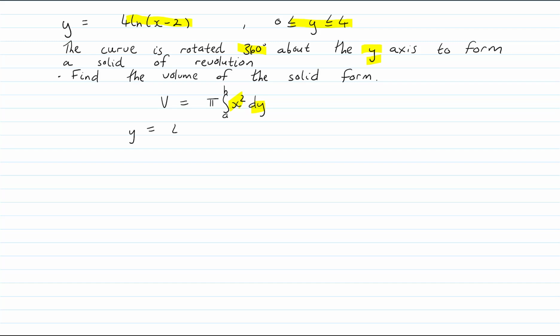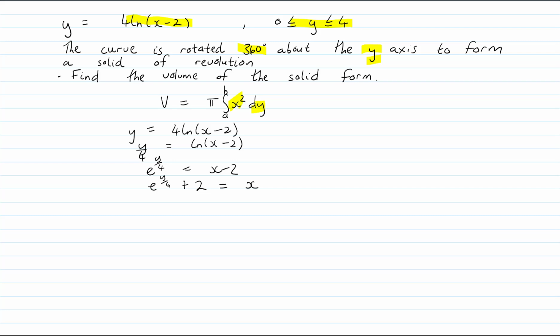So if we have y is equal to 4 ln x minus 2, then y over 4 is equal to ln x minus 2. We can just raise both sides to the power of e, or we can think about it as just rewriting this equation here without logs. Obviously, the ln is base e, so this equation just means e to the power of y over 4 is equal to x minus 2, and therefore e to the y over 4 plus 2 is equal to x.